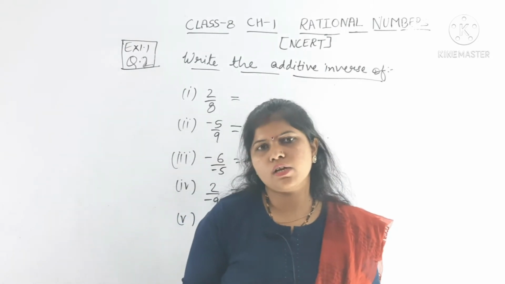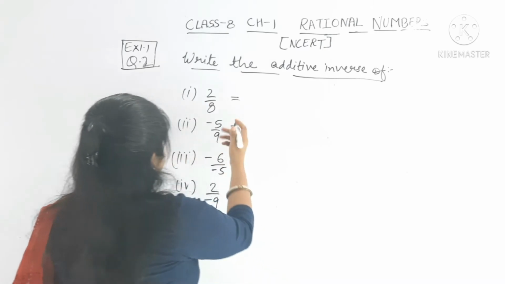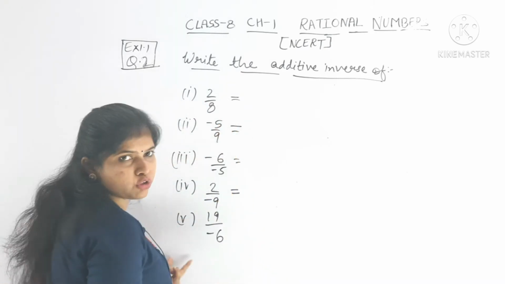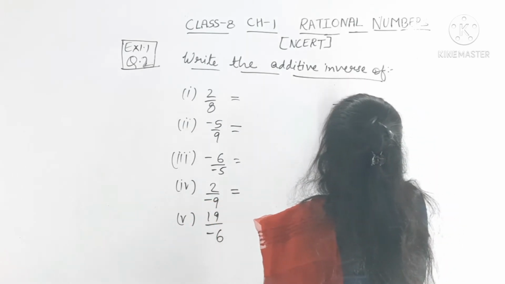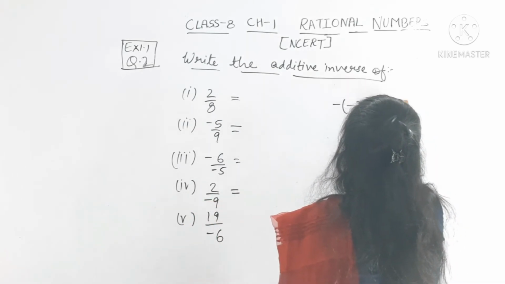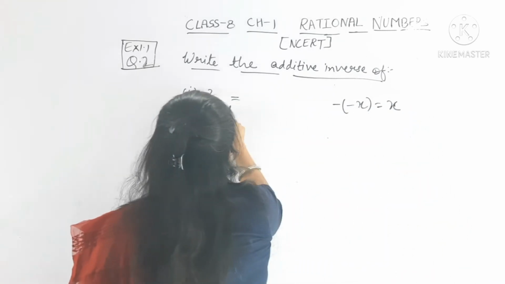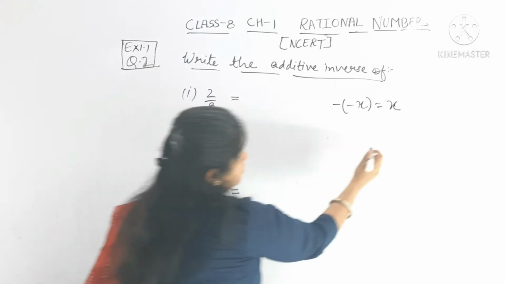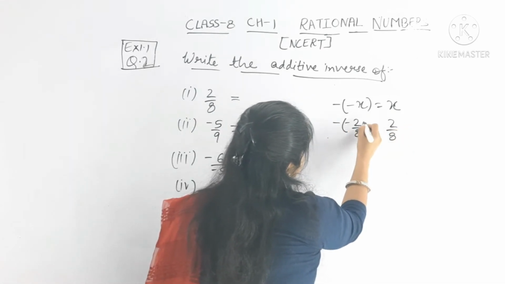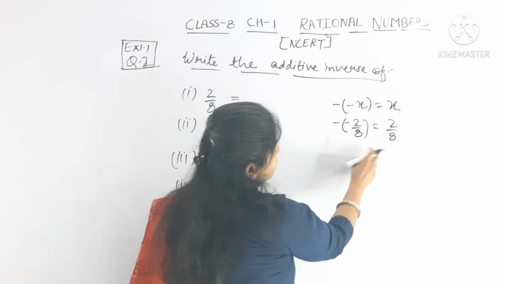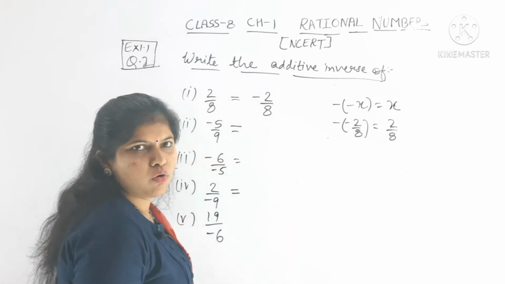Now students, let's see question number 2, that is additive inverse. Write the additive inverse of, here are some questions, that is 5 questions for question number 2. We know that minus minus x equals x. So here x is 2 by 8, and here minus minus 2 by 8. Means what is the additive inverse for 2 by 8? That is minus 2 by 8.